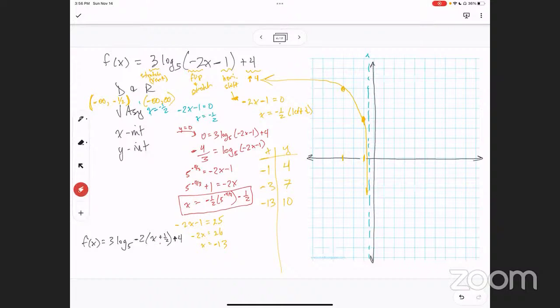And now you can see it shifts to the left 1/2, right? But then it also flips and gets stretched horizontally, and it gets stretched vertically, and it gets moved up 4. So if you're going to use the transformations, I would first factor this out so that you have a leading coefficient of 1 with that. Make sense?